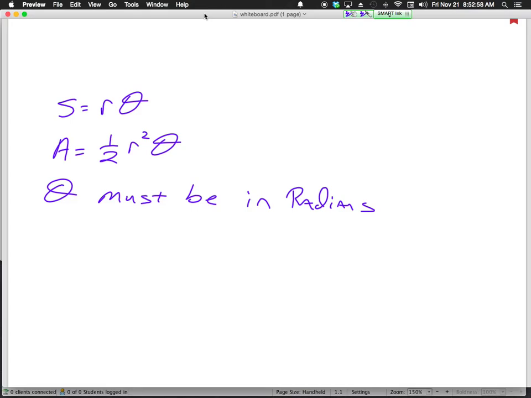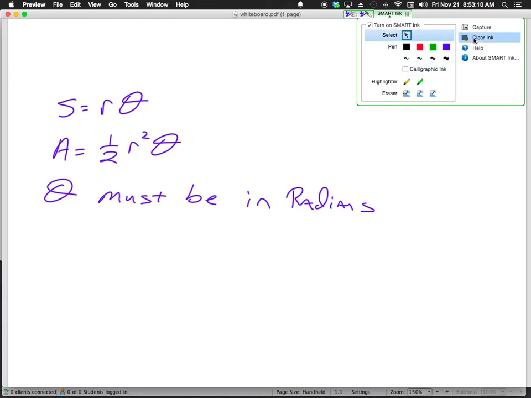So S equals R theta for arc length. S is your arc length. R is your radius. Theta is your angle. A equals 1/2 R squared theta. A is your area. R is your radius again. And theta is your angle again.